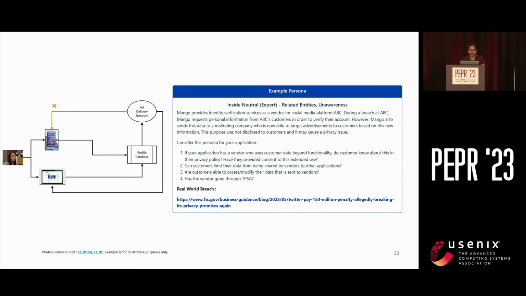Some of the questions that you can ask during a threat modeling session are: does your application have a vendor who uses customer data beyond their functionality? Do you need to send that data? And if you're sending that data to a vendor, what is the use for that data? Can customers limit their data from being shared with vendors? If they do, are they able to access or modify their data, or select what kinds of data they are sharing? And has the vendor gone through third-party security assessments? Do they have security controls in place to handle this kind of data?